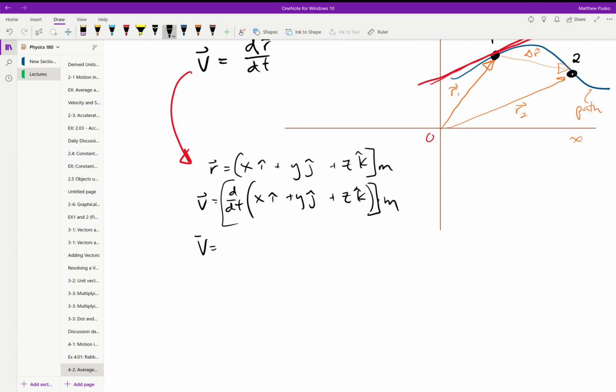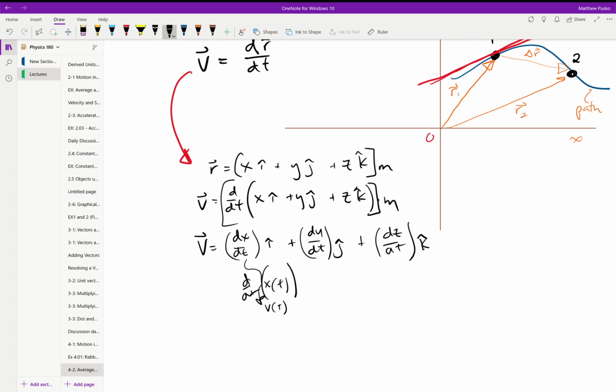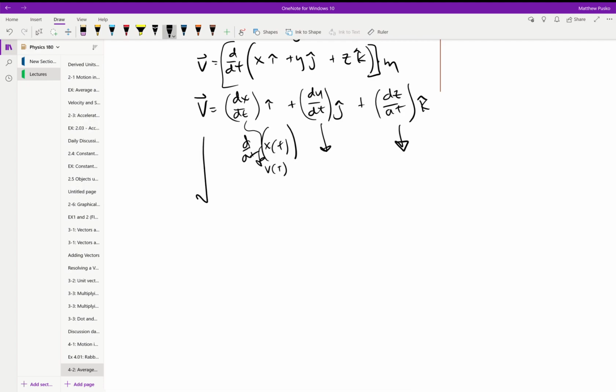Alright, well what do we get? We get dx/dt in the i direction, dy/dt in the j direction, and some dz/dt in the k direction. So what does that mean? Well, kind of like the rabbit problem, if we have position as a function of time, we can get from position to velocity as a function of time by taking the time derivative. And same goes for the j and k components also. Well, we can rewrite this velocity vector then, because these could be evaluated at some time t and actually give us back a number.